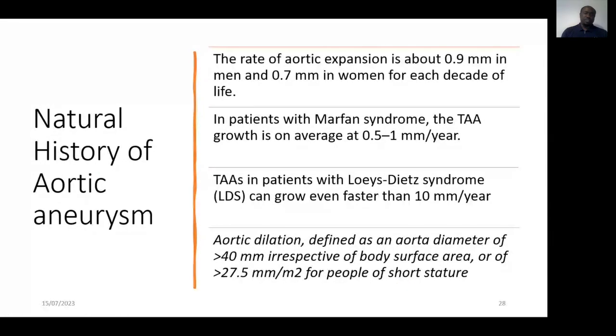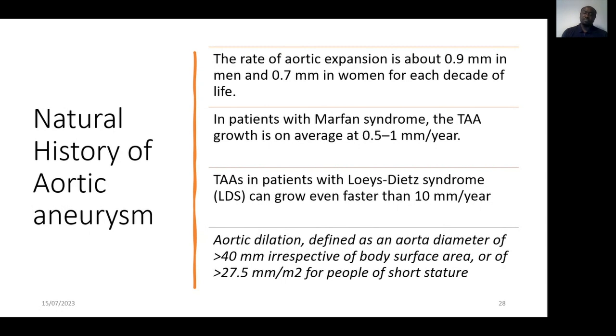Now, the aorta grows as you grow older, and these are normal sizes: 0.9 millimeters per year in men and 0.7 in females. However, in patients with Marfan syndrome, it could be quite faster and go up to 1 millimeter per year. Patients with Loeys-Dietz, even faster. There is a variant, and they can go as fast as 10 millimeters a year.